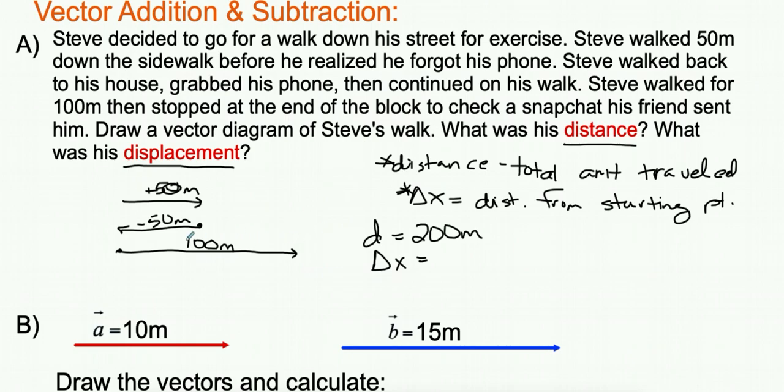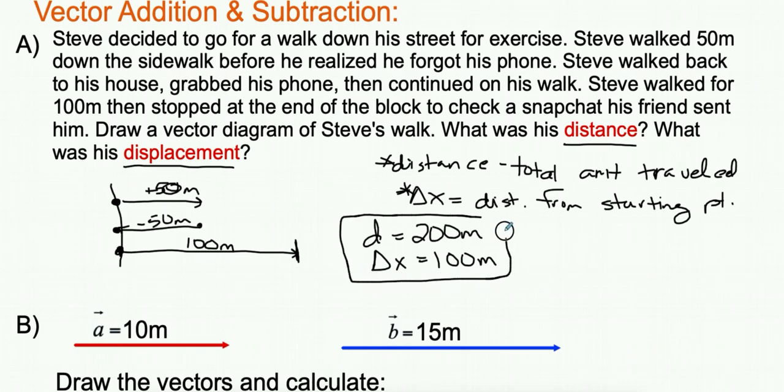For displacement, we have to figure out how far we went from our starting point. So I started here, 50 forward, 50 backwards, so I'm back here again. And then from here we're 100 meters forward. So where am I from the starting point when I end? Well, these two kind of negate each other, and I am 100 meters out. So my displacement is 100 meters. Distance is 200, which is the total distance I walked, and my displacement is 100 meters.